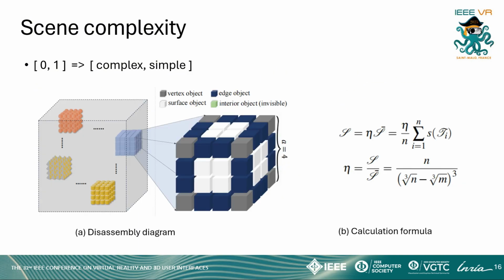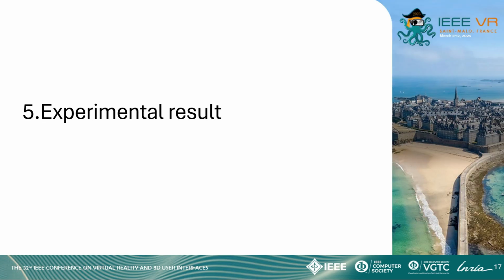We define the scene complexity as a value in the interval [0, 1], from small to large, representing the scene from complex to simple. After mathematical derivation, we conclude that the complexity of the scene can be described by the formula in B.